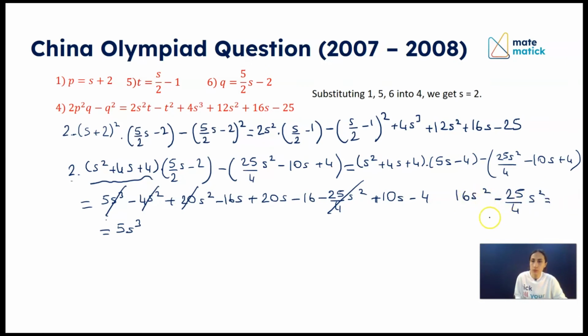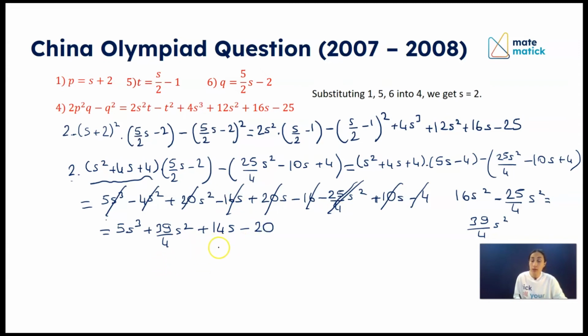This is equal to 64 minus 25, it is 39, so 39 over 4 S squared. Of course this is positive, plus 39 over 4 S squared. Okay, so I make them simpler. Here we have 20S, here minus 16S, this is 4S. Here I have 10S, so this will become positive 14S. Then I have minus 16, and here minus 4, and this will become minus 20.